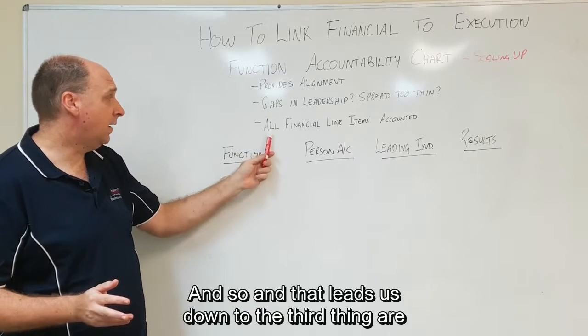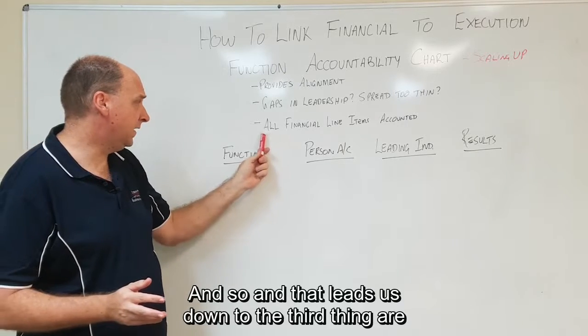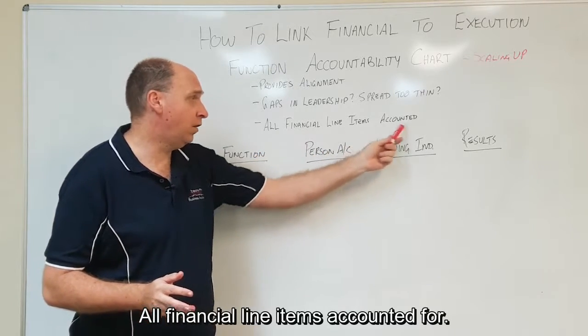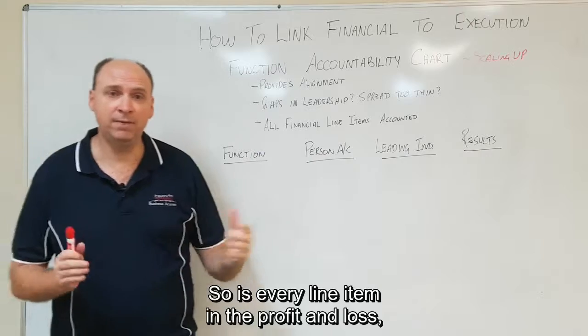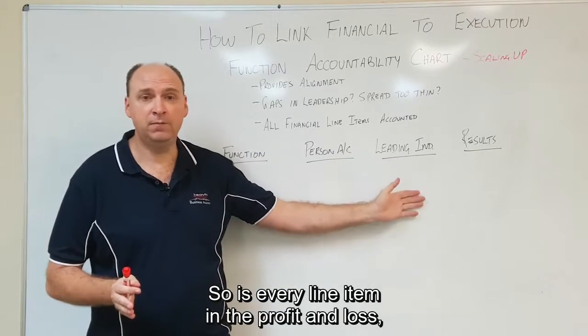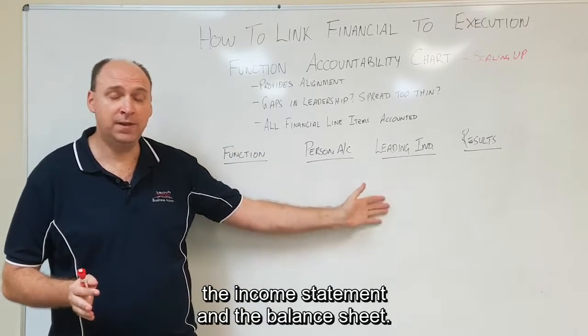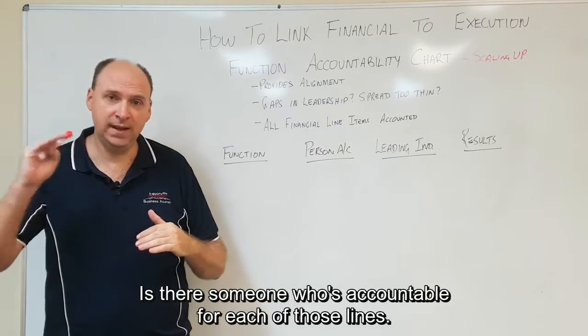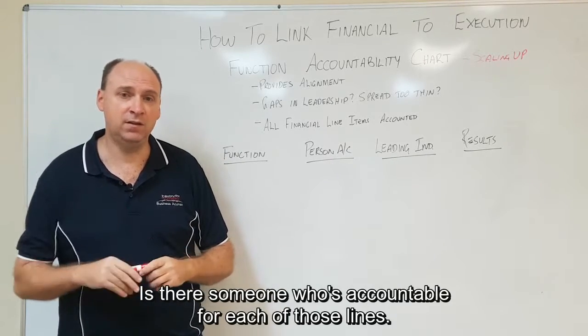And that leads us down to the third thing: are all financial line items accounted for? So is every line item in the profit and loss, the income statement and the balance sheet, is there someone who's accountable for each of those lines?